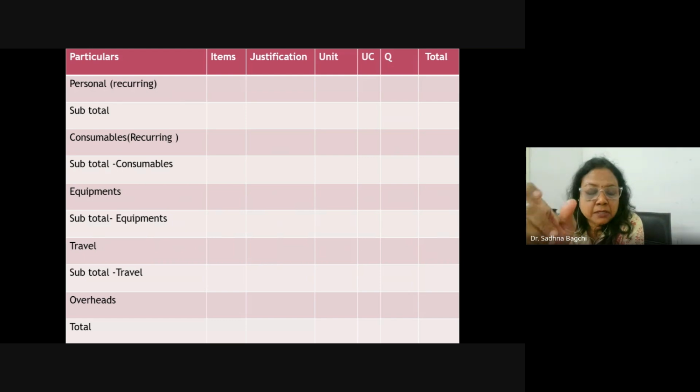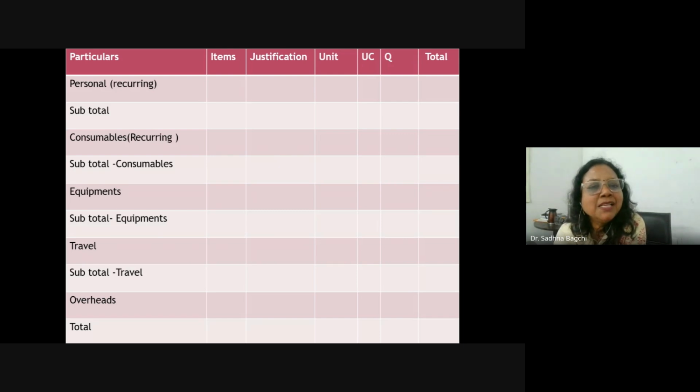Everything you have to mention in detail, because this budget is shown against the fund that you are going to receive from the funding agency. Budgeting requires some skill, because it gives transparency on how your funds are going to be allocated. Budget gives the picture of how you will allocate your funds. First is personnel, then subtotal, then consumables, which are also recurring, then subtotal, then equipment, and then subtotal. The fourth row is the consumables, and then the subtotal of the consumables.